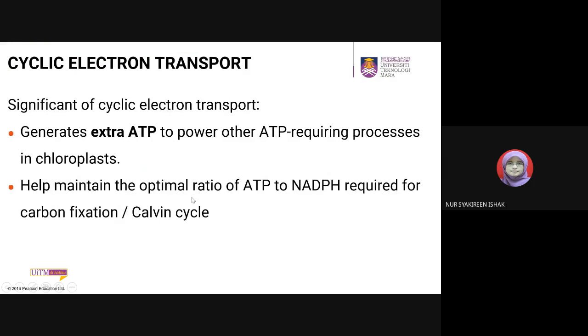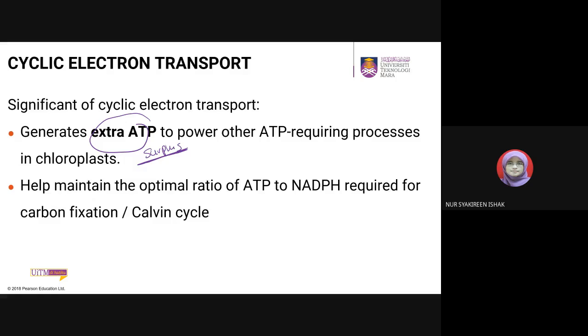Okay, so significance of cyclic electron transport. Ini adalah antara soalan yang suka keluar dalam exam. Apa pentingnya cyclic electron transport ni? To generate extra ATP. Ataupun kalau baca dalam buku Campbell, digunakan surplus. Okay, excess ATP, extra ATP, surplus ATP, sama je.